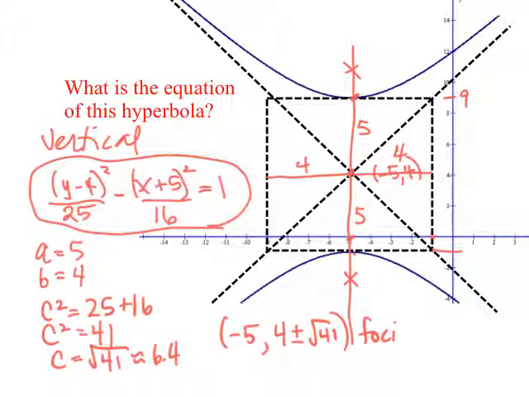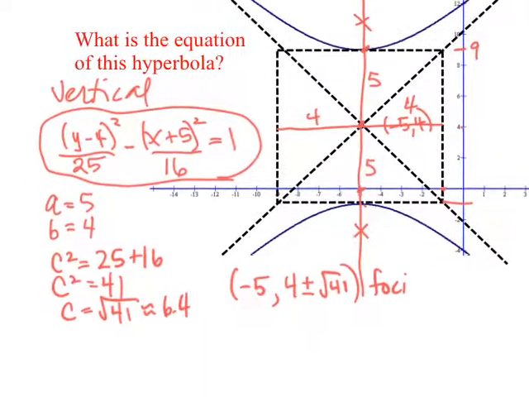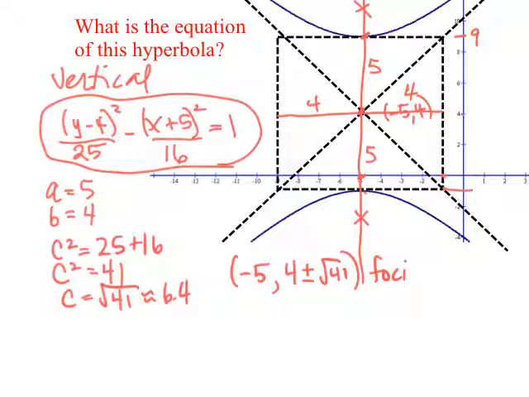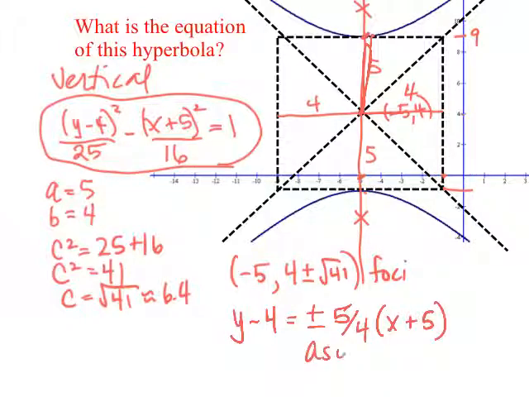And we can also write down the equation of the asymptotes, once again, in point-slope form. So it's going to be y minus 4 equals plus or minus rise over run. So we can see our rise is 5 over our run of 4. And then we have x plus 5. So we have the equation of our hyperbola, the focus points, the center point, and the equation of the asymptotes.